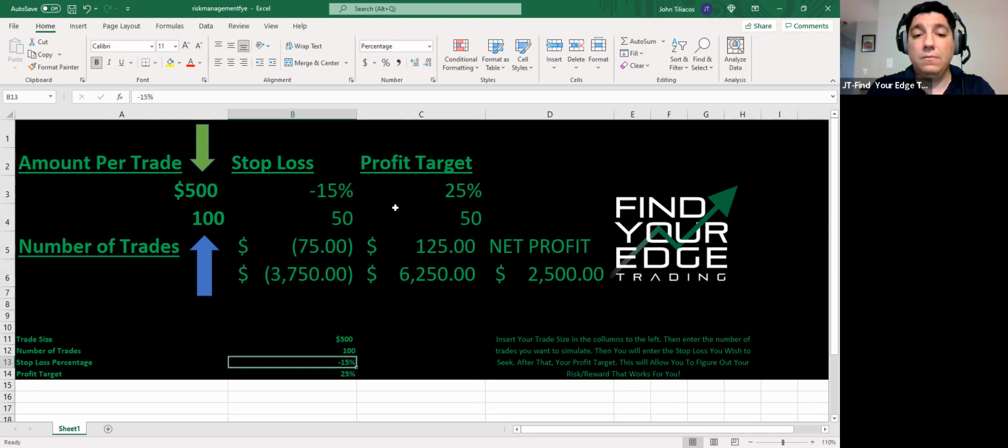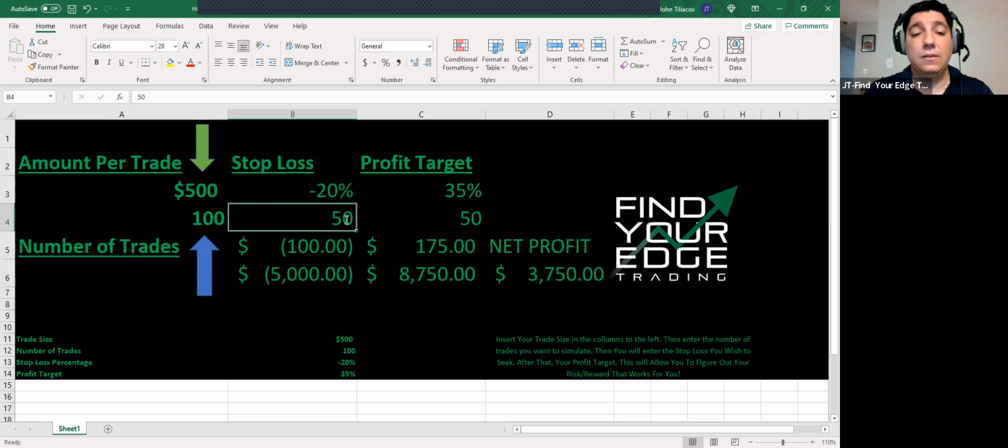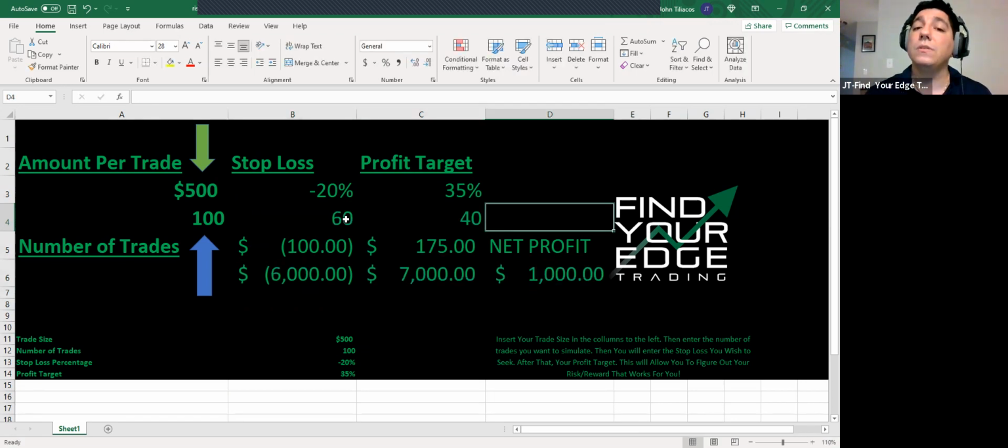But let's say that we make that a 20% stop loss, okay? And you can see that our profit went down, but let's say we have a higher profit target of 35%. Then we make more money. But even let's say that we take 60 for a loss and 40 for a profit, we're still profitable. And that's because we have a positive ratio going on here.